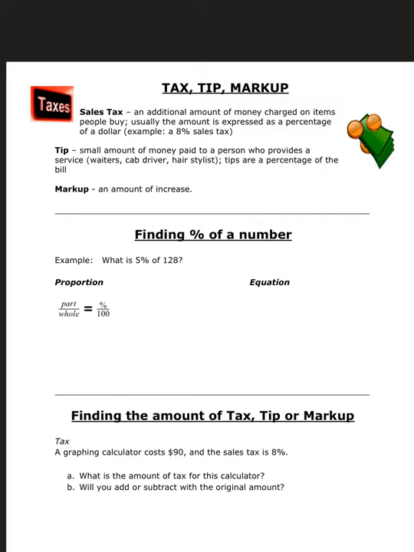In this video, we're going to be learning about tax, tip, and markup, finding the amount of each of those. So let's go over what each of them are. Sales tax, that would be the additional amount of money charged on items people buy. Like when you go to the store and the price tag says $15.95, you don't just pay $15.95, you pay more than that because there's a sales tax added on.